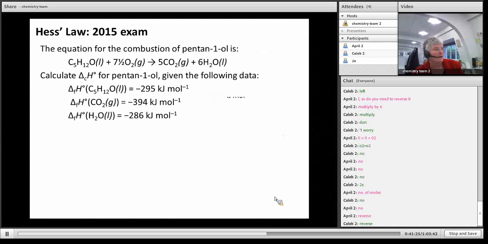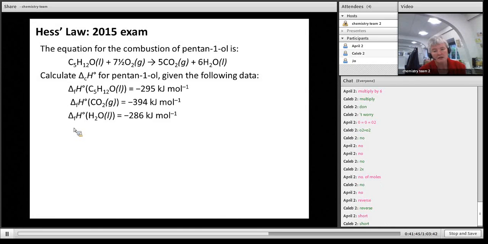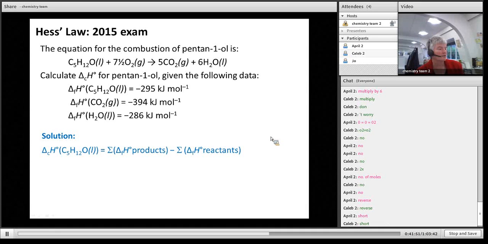Okay, here's one from last year's exam. So you get given a combustion reaction and you've got to calculate the data for it given all this, and they're all formations. So could you use the long method or the short method? The short method. And that's probably the best method to go because it's the quickest sort of thing. So you just go react and subtract products.